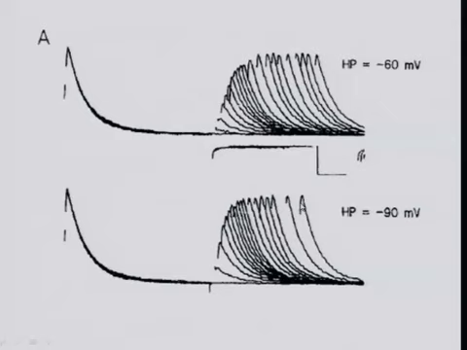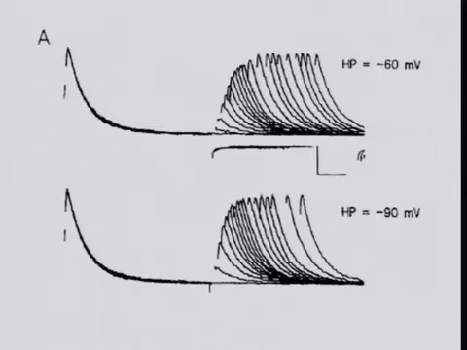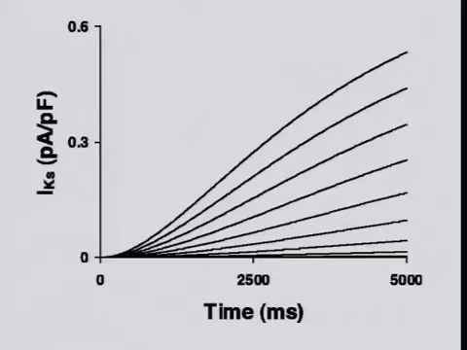So recovery, that reversal of the inactivation process, also has voltage dependence. As you go more negative, it gets faster. As you go more positive, it gets a bit slower. So the transient outward potassium current is responsible for that phase one notch in repolarization. It activates much more slowly than sodium or calcium, and it does it at more positive potentials. So it's sort of really the third thing in there. It inactivates slowly, and it recovers fairly slowly too, and takes time.